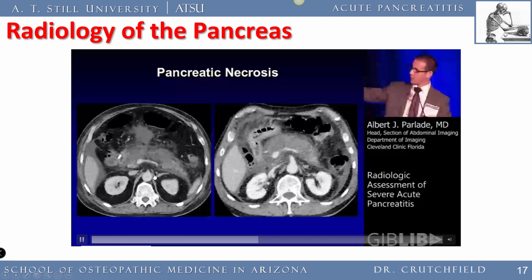You can see that the pancreas on the left side of the screen is about 30 to 50% necrotic, and on the pancreas on the right side of the screen, you only see a little bit of enhancement in the tip of the tail, so that's more than 50% necrotic.